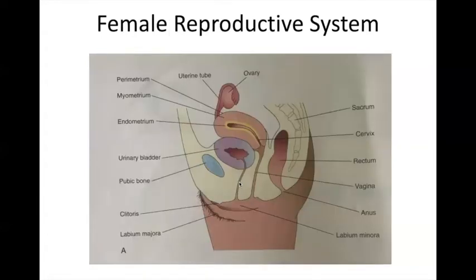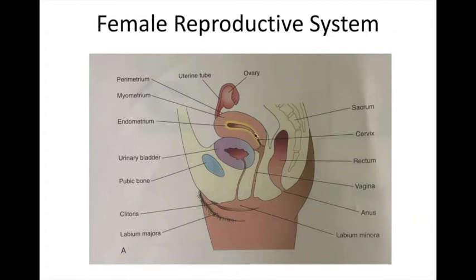Female reproductive system. The female reproductive anatomy is considerably more interesting and complicated. This picture is more of just a basic overview. We have the ovary, we have the uterine or fallopian tube. I usually call it the fallopian tube. And then you have the uterus. So the ovary ejects an egg into the uterine tube, which travels down into the uterus. The uterus has three layers, the perimetrium, the myometrium, and the endometrium. And then there's the uterine cavity.